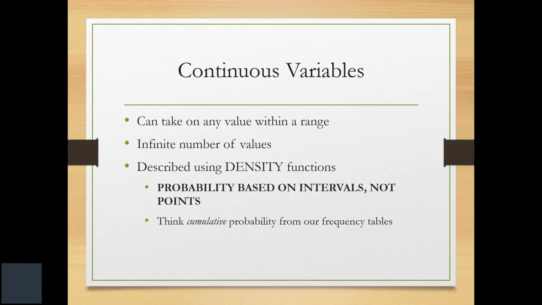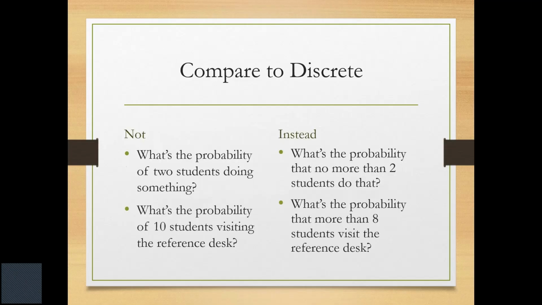And so it's hard to describe the probability of a specific value because there are infinite ones. So we use a density function, which is kind of like an area. And the probability is based on intervals, not points. If we think about the frequency tables that we did before, even though we were doing discrete numeric variables for those, we were working with cumulative probability so that we could think about the probability of something being less than a certain number or less than or equal to a certain number.